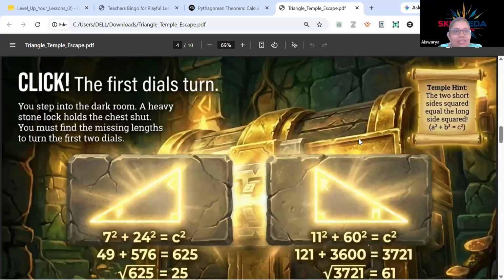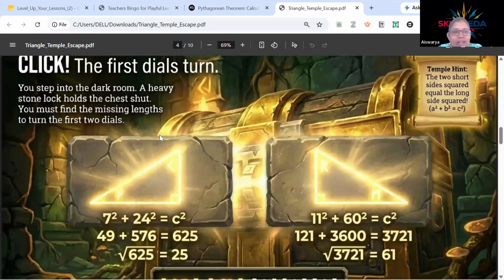Click. The first dial is open and we are entering the dark room. A stone lock holds the chest shut, has opened. Okay, the first two dials are open now. So Ekta ma'am, you were right, 25, and Rachna ma'am, you also said 61, I guess. So the second sum is right. Okay, so imagine the students, how fast their work will be. How fast are they going to try to solve this?